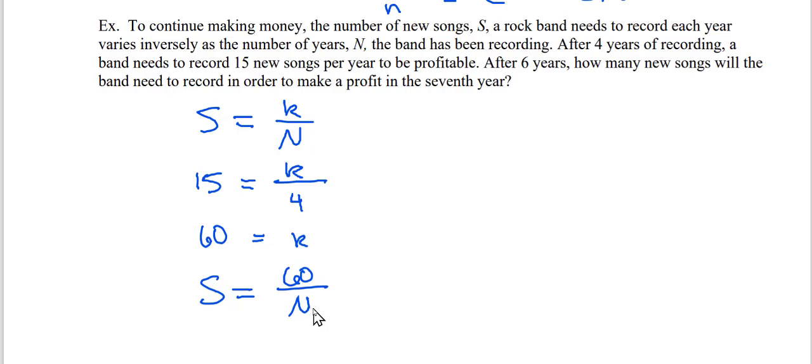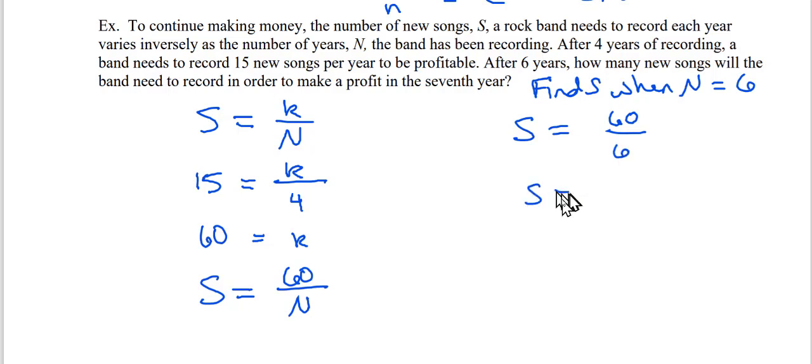After 6 years, how many new songs will the band need to record in order to make a profit in the 7th year? So S, how many new songs will they need? You're being asked to find S when N is 6, right? How many years they've been recording? They've been recording 6 years. 60 over 6, S equals 10. So they would need to record 10 songs.